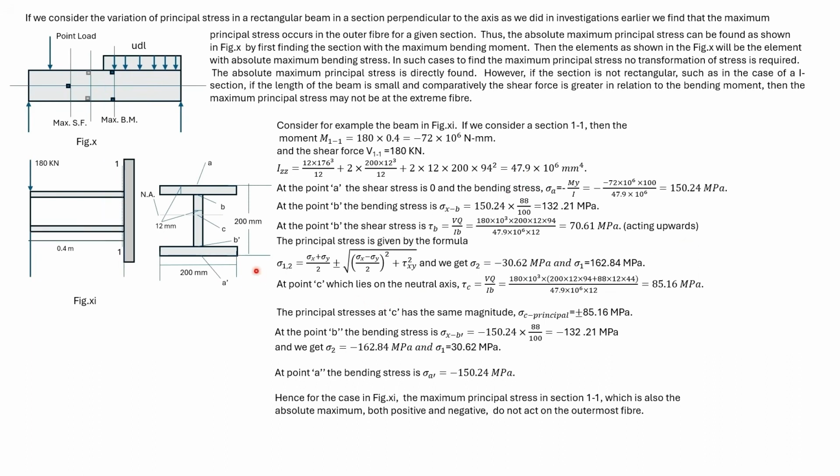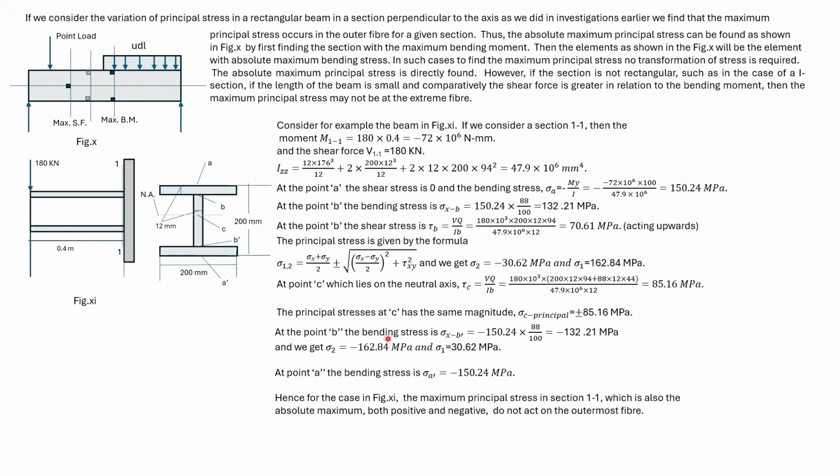We next find out the stresses at the point C, which is on the neutral axis. Point C is subjected to the maximum shear stress and the bending stress is 0. Shear stress is given by VQ by Ib, where Q is the statical moment of the upper half of this I section and b is the thickness of the web. The principal stresses at C have the same magnitude as the maximum shear stress.